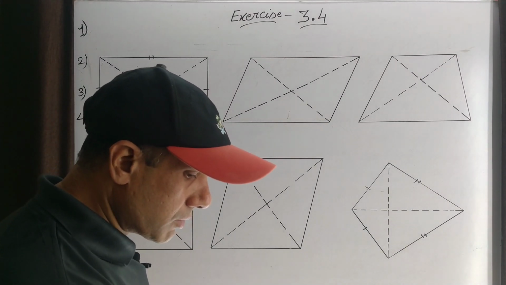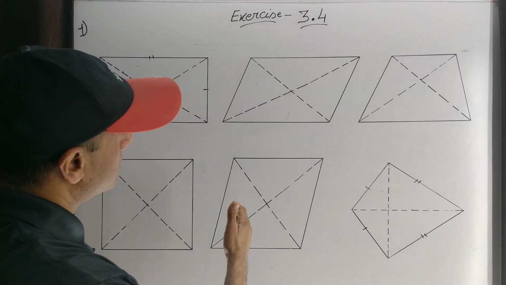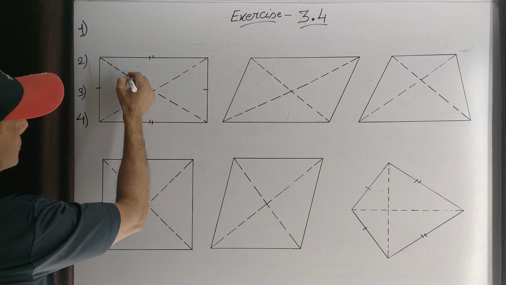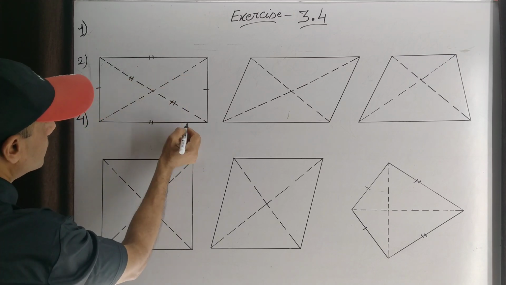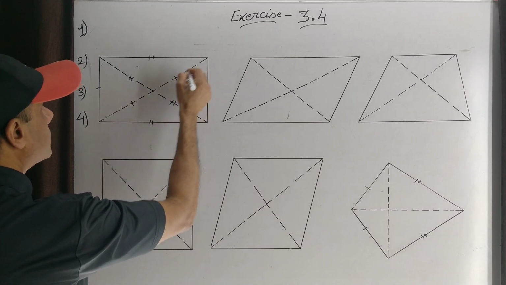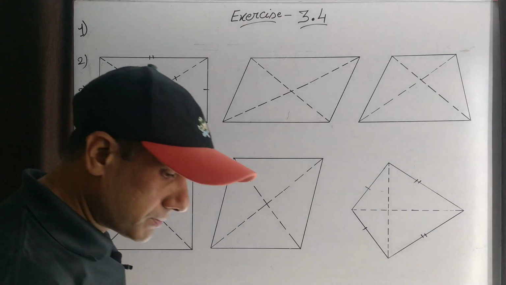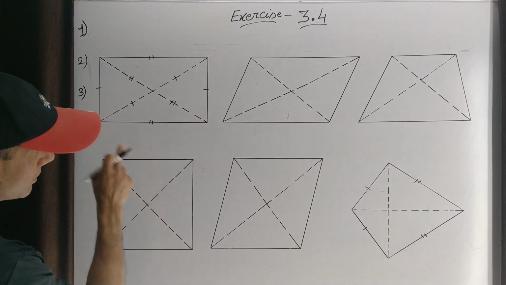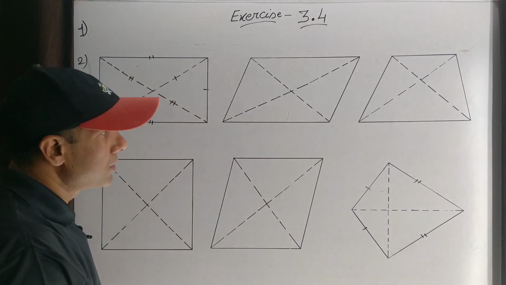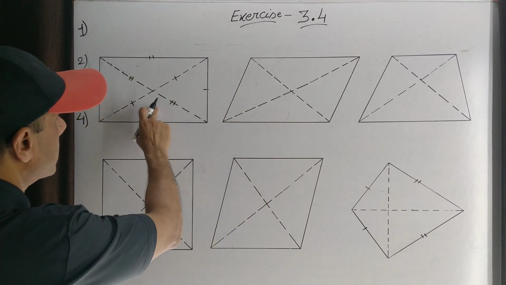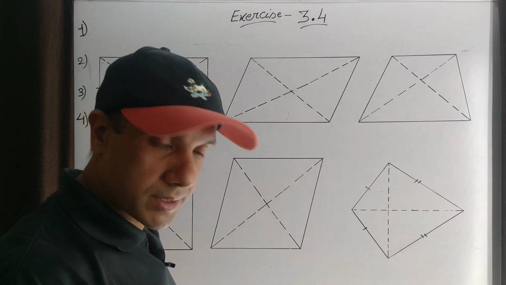Name the quadrilateral whose diagonals, part 1, bisect each other. Out of these, if you see a rectangle, this part will be equal to this part. This is one diagonal and this will be equal to this part. So in a rectangle, the 2 diagonals bisect each other. Same is true for a square, a rhombus, and a parallelogram. So in these quadrilaterals, namely rectangle, parallelogram, rhombus and square, the diagonals bisect each other.